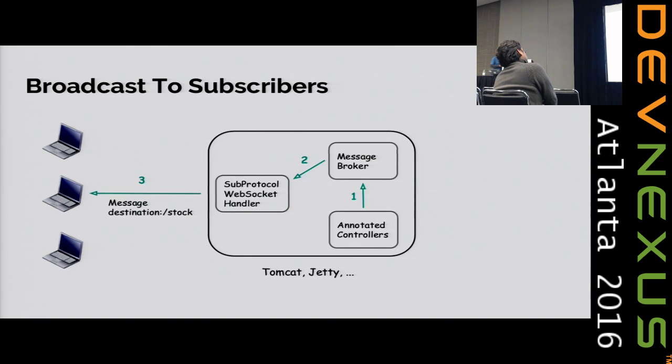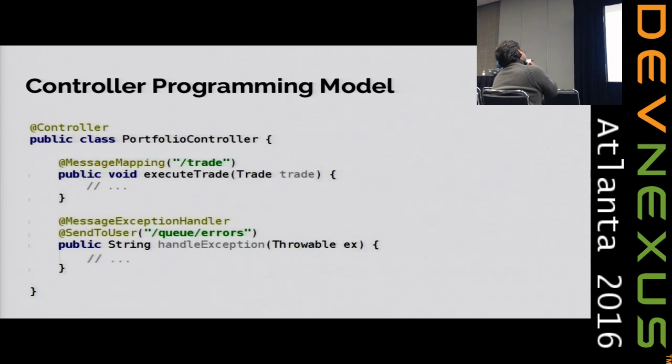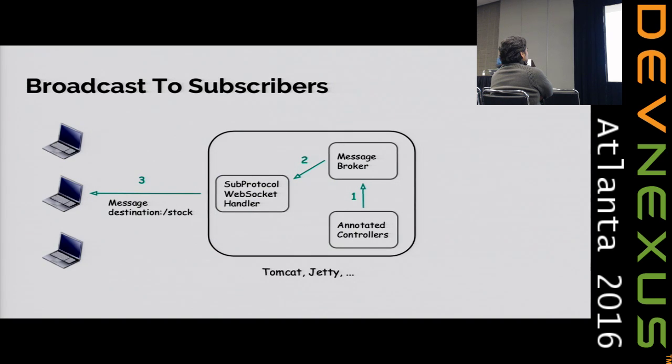So, for example, let's say when the trade is done, we're using annotated controllers, and it looks something like this. This is an example of a controller. And just like a regular Spring MVC controller, you can have request mapping methods in here. But here you also can have message mapping methods, and those are dealing with incoming STOMP over WebSocket messages. So you can see that the model is very, very familiar. So now when the controller wants to send a message to relevant subscribers, it sends the message to the message broker using a messaging template.